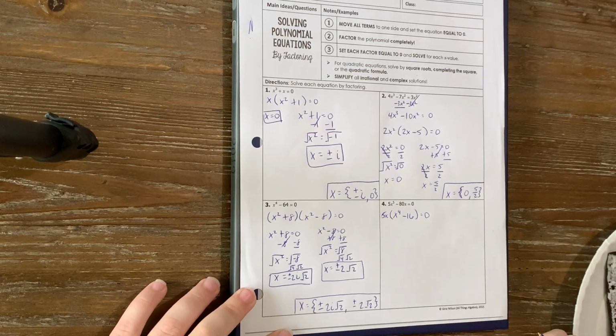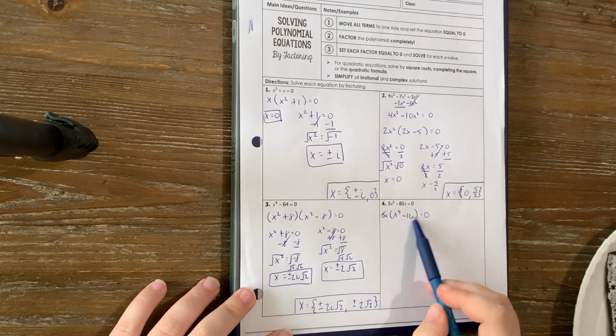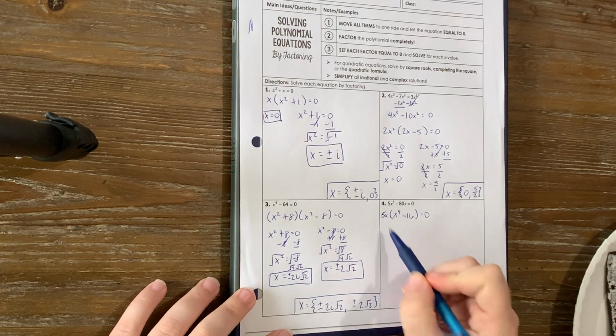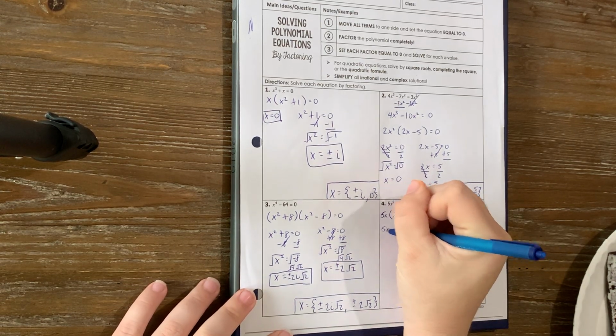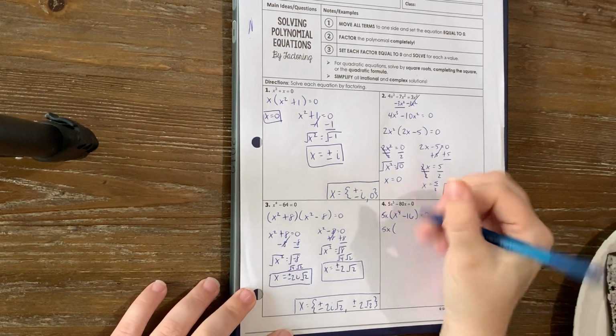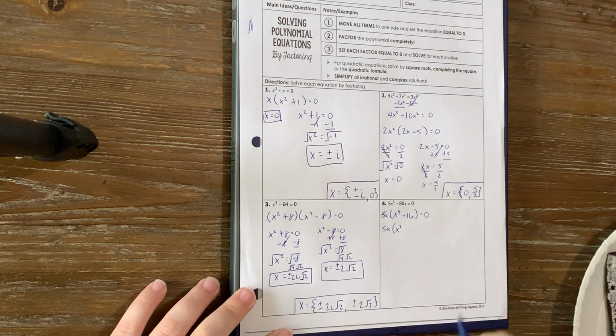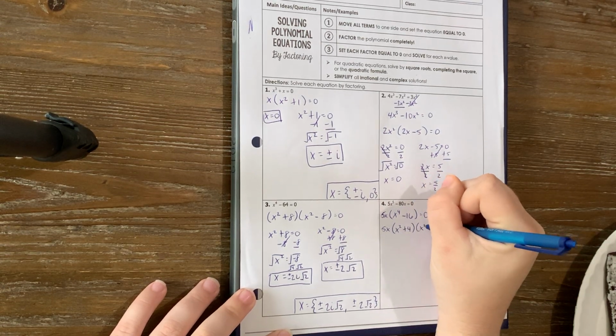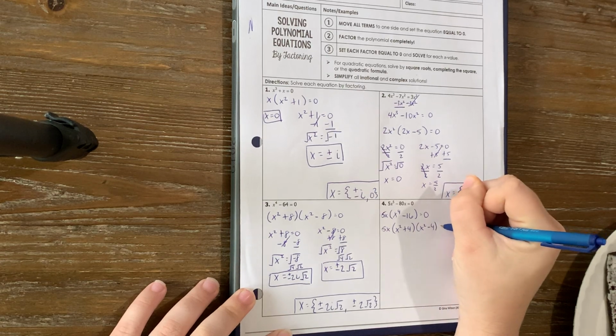Can we simplify further? Yes, this parentheses right here, we can do the difference of squares. So this first part that we took out, we're just going to keep bringing it down. The difference of squares with this: the square root of x to the 4th is x squared. The square root of 16 is 4. So we have x squared plus 4, x squared minus 4.